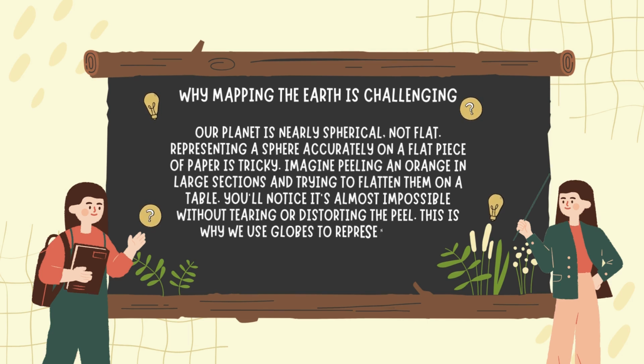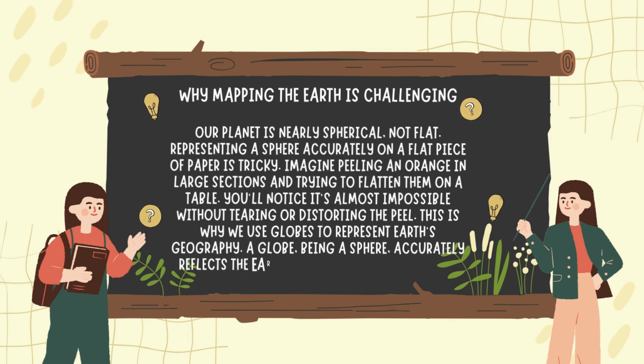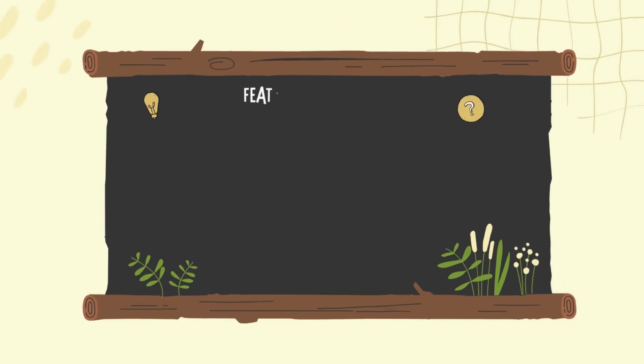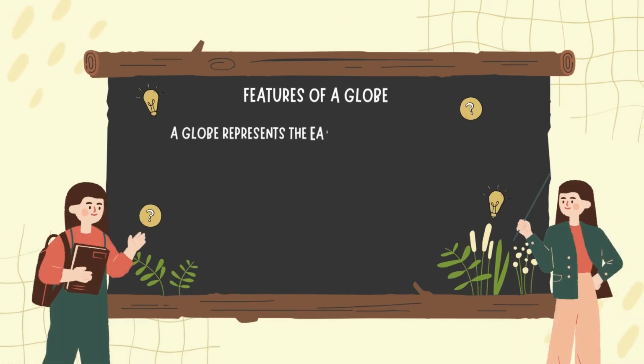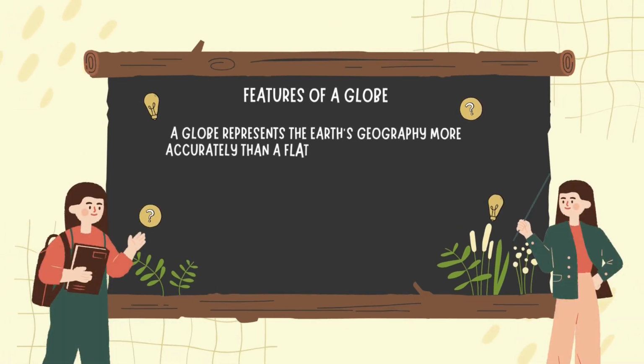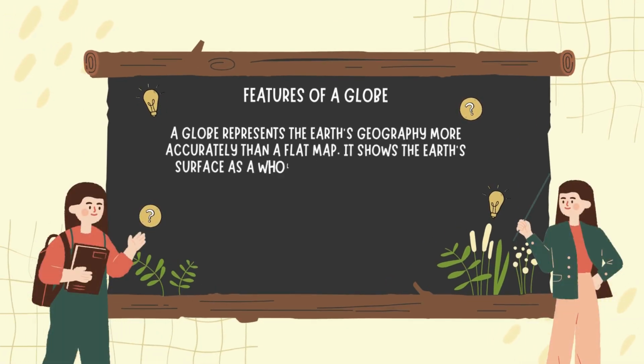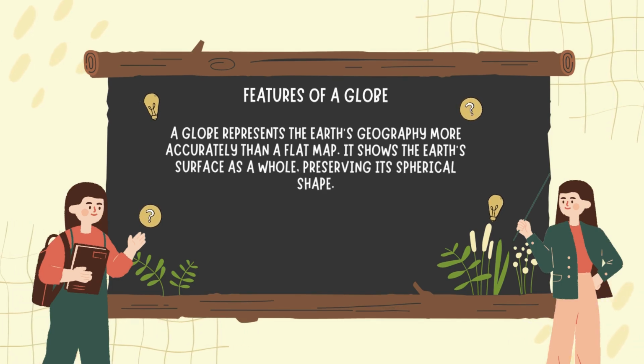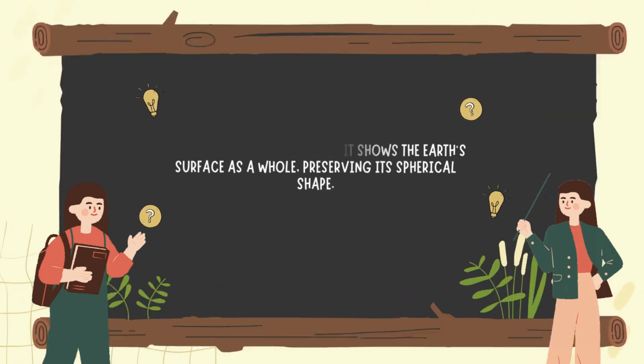This is why we use globes to represent Earth's geography. A globe, being a sphere, accurately reflects the Earth's shape and features, unlike flat maps. Features of a globe. A globe represents the Earth's geography more accurately than a flat map. It shows the Earth's surface as a whole, preserving its spherical shape.